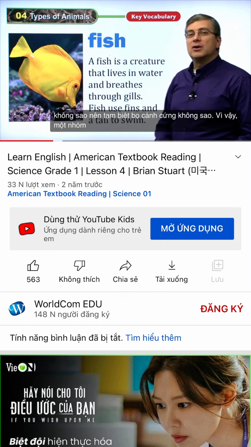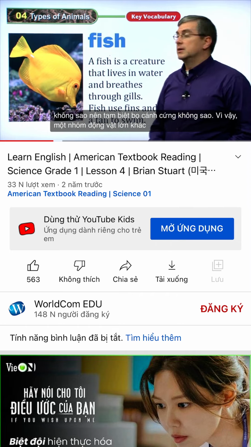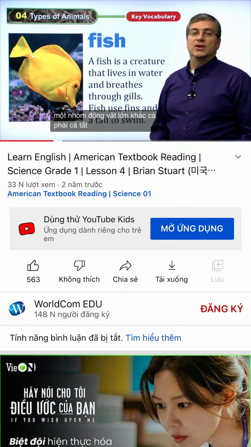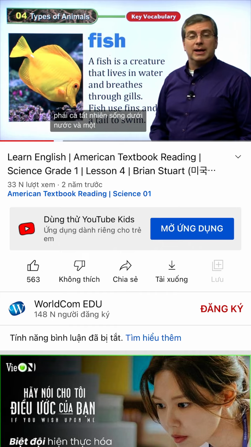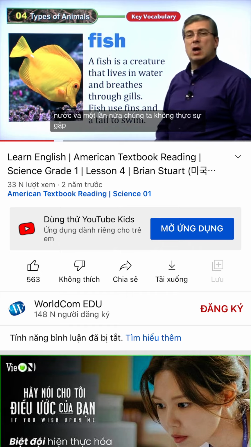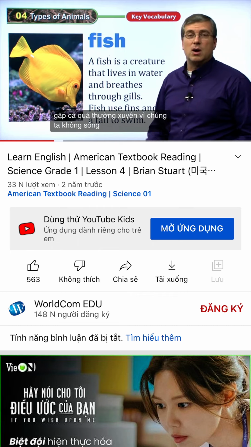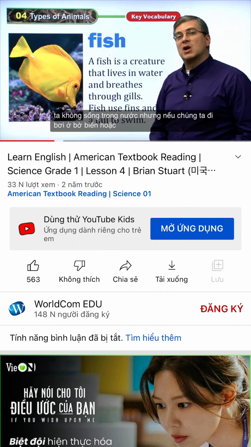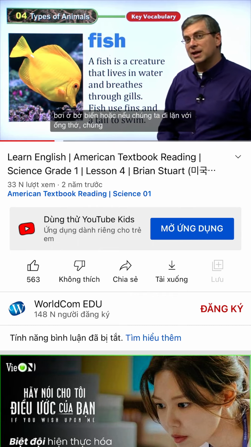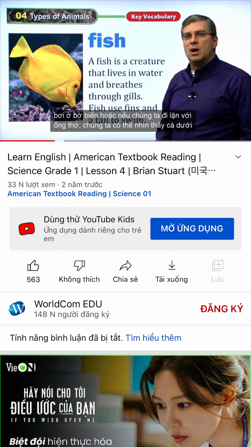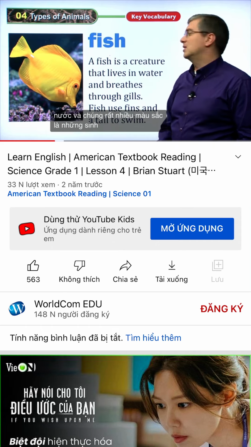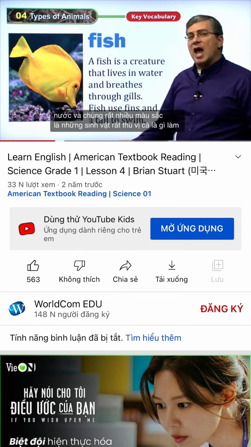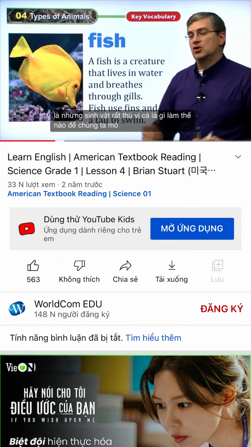Okay, so another large group of animals, fish, right? Fish, of course, live under the water. And again, we don't really encounter fish too often because we don't live in water. But if we go swimming at the coast or if we go diving, snorkeling, we can see fish under the water. And they're very colorful, very interesting creatures. What is a fish? How do we describe fish?